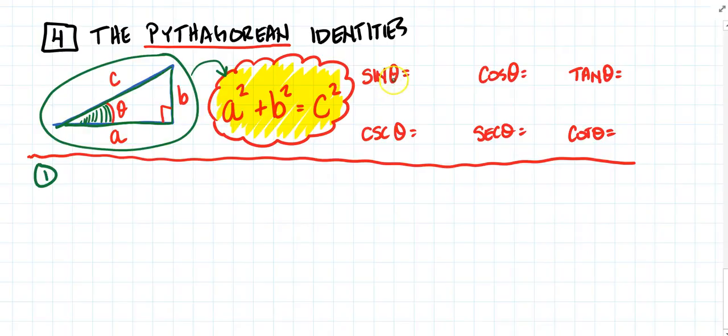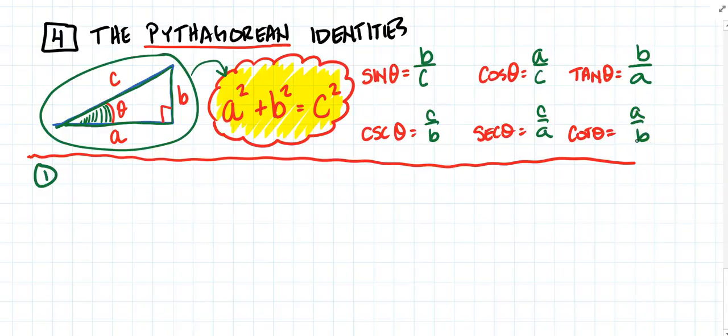Let's consider that. We know the sine of theta is equal to the opposite, which in this case would be b, divided by the hypotenuse, which in this case would be c. We know the cosine would be the adjacent, which is a, divided by the hypotenuse, which is c. We know that the tangent would be the opposite, which is b, divided by the adjacent, which is a. And we also know from our trig identities from above that the cosecant must then be c over b, the secant must be c over a, and the cotangent must be a over b.